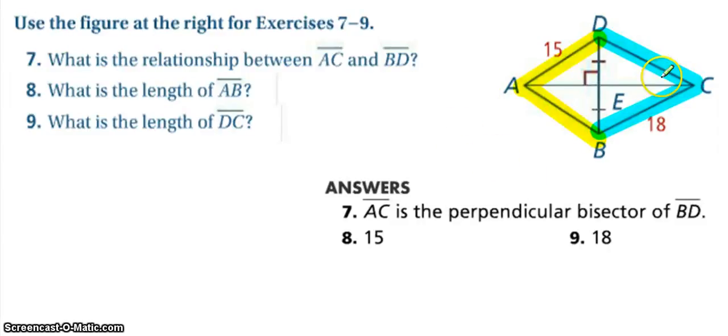Because AC and BD are perpendicular, so AC is the perpendicular bisector of BD, I then see the special relationship that I have between AD and AB, and the special relationship between DC and BC.